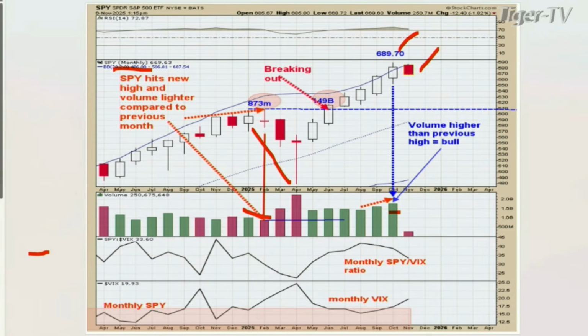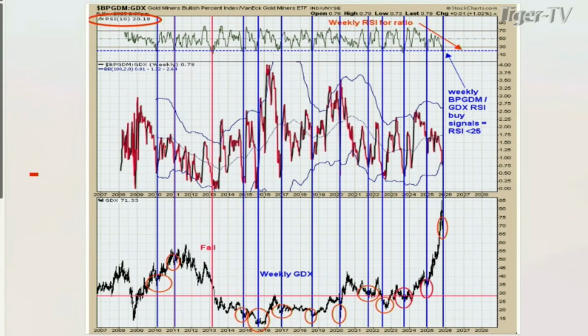Yeah, let's do it. You want to go to the gold market here? Let's go to gold, This, please.